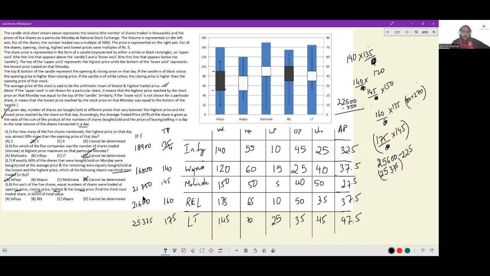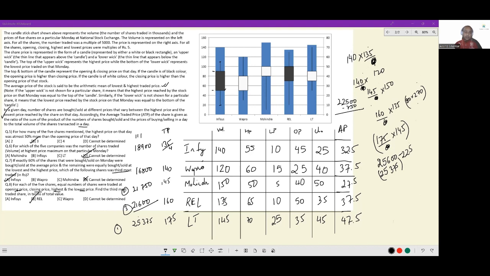We have the traded value. So this is rank 1. This is rank 2. This is rank 3. And we only wanted the third highest. So REL will be the answer to this question. And that is the entirety of this set.